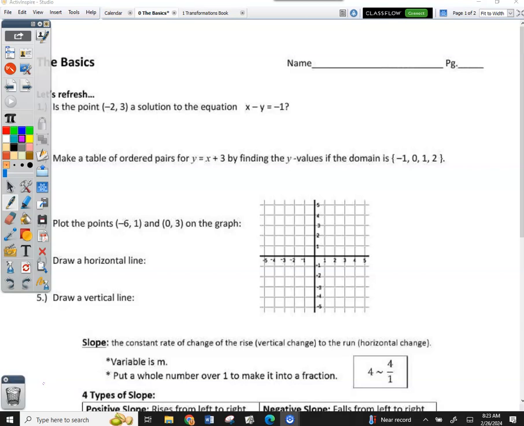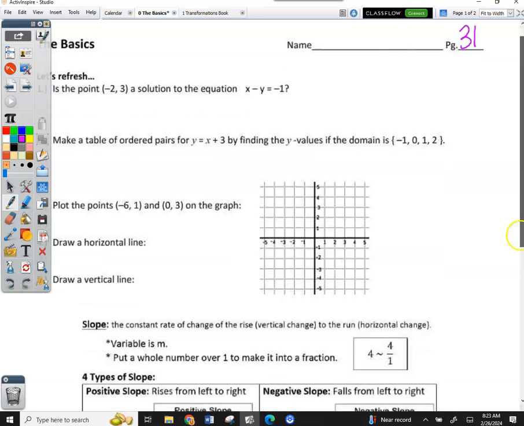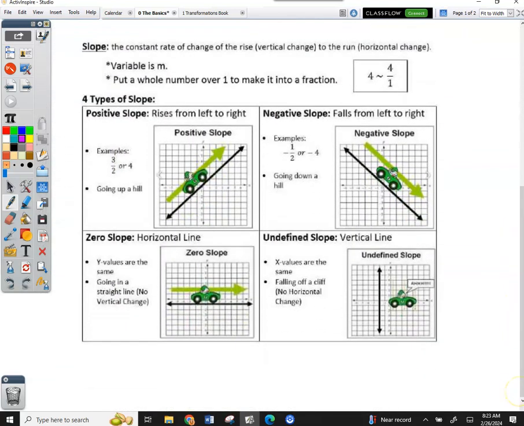This was page 31. We started it. I believe it's 31, right? Okay. We started it, and I said we're not going to cover the whole paper in one day. We're coming back to it because the rest of the stuff on the paper is coming up today.